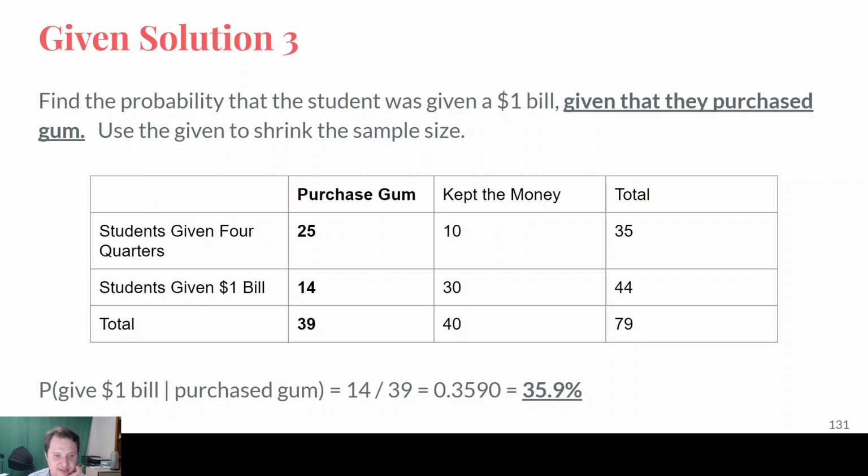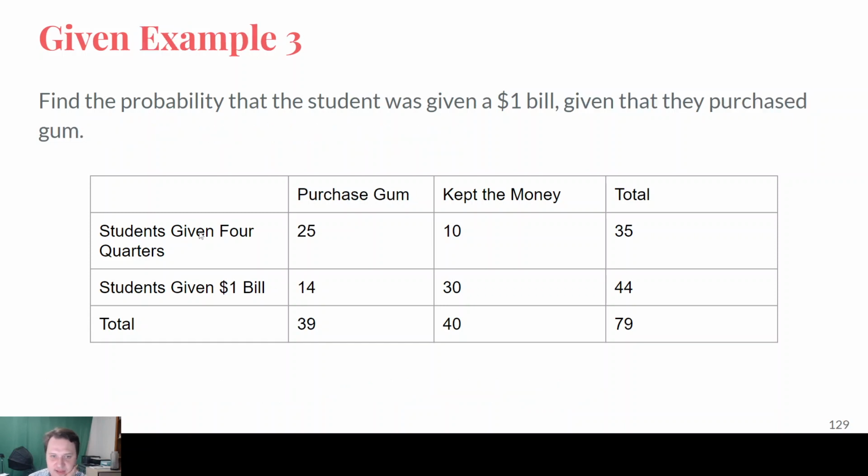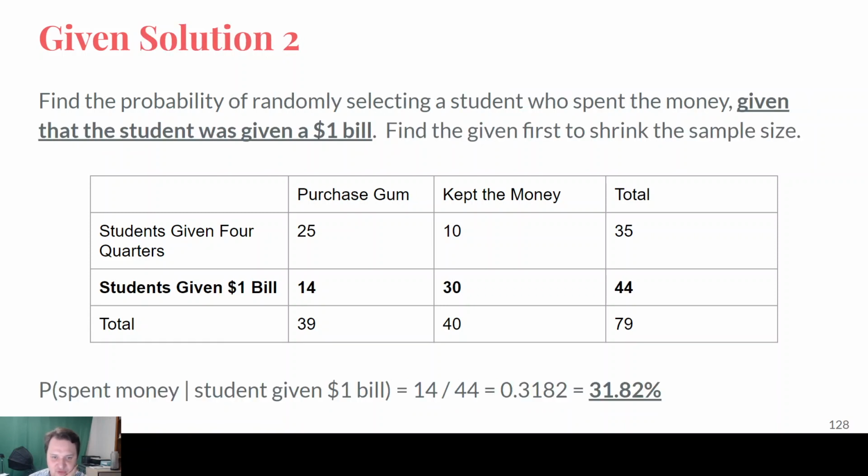The probability that they were given the dollar bill, given that they purchased gum, is 14 out of 39, and it's 35%. So you can see that because it's a column instead of a row, it's a completely different calculation than the previous one. So just be careful with that.